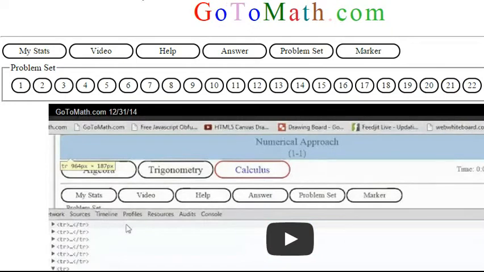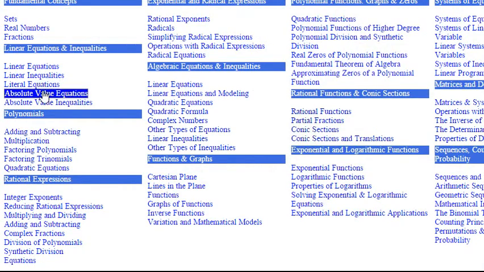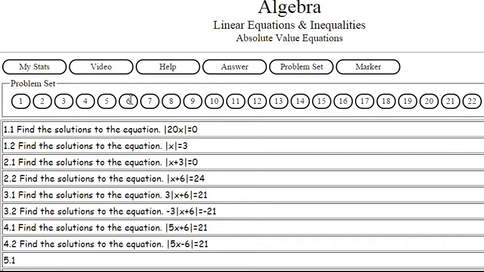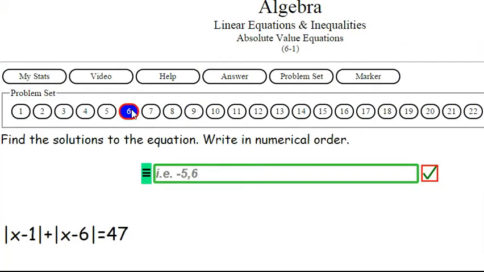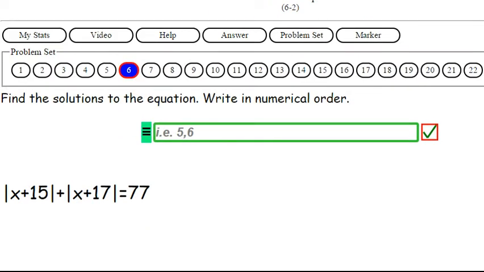Hey, we're here at GoToMath.com. Click on the algebra. Let's go down to absolute value equations, and we're looking at 6.2. We can find it. There it is. We got it. So let's write that down. The absolute value of x plus 15 plus the absolute value of x plus 17 is equal to 77. Got it.